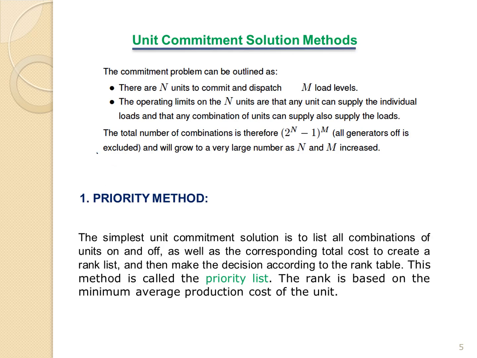Now we will be discussing the different unit commitment solution methods. The unit commitment problem can be outlined as follows: if there are n units to commit to a given load and to dispatch m load levels, then the total number of combinations will be (2 to the power n minus 1) whole to the power m. In the last slide, we already discussed that if there is an n unit system, then the possible combinations will be 2 to the power n.